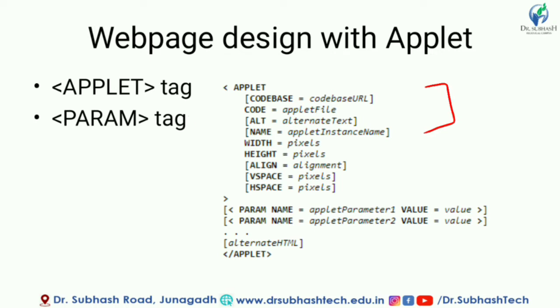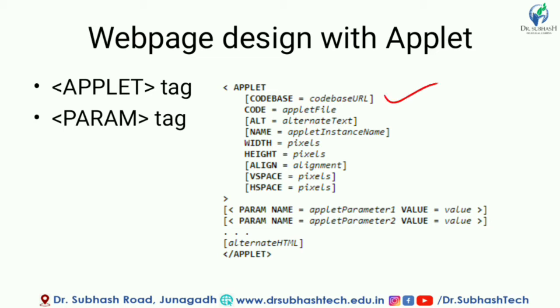These attributes are optional attributes, and other attributes like code, then height and width. These three attributes are the mandatory attributes which we have to use compulsorily with the applet tag. So we will see them one by one.